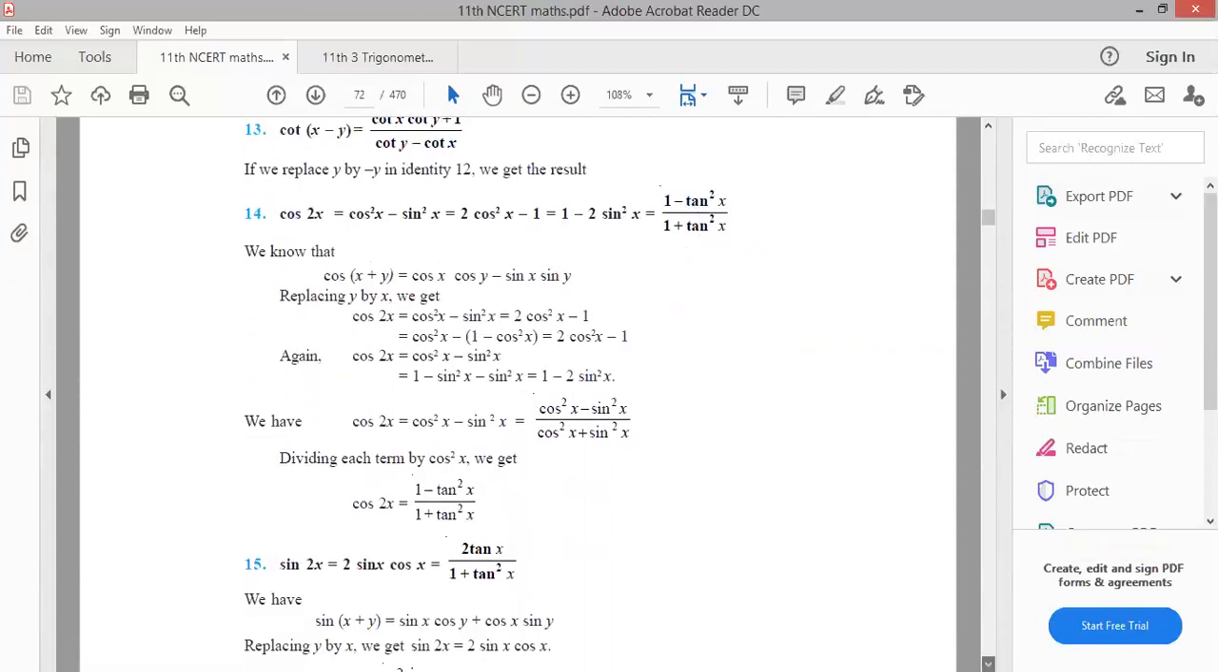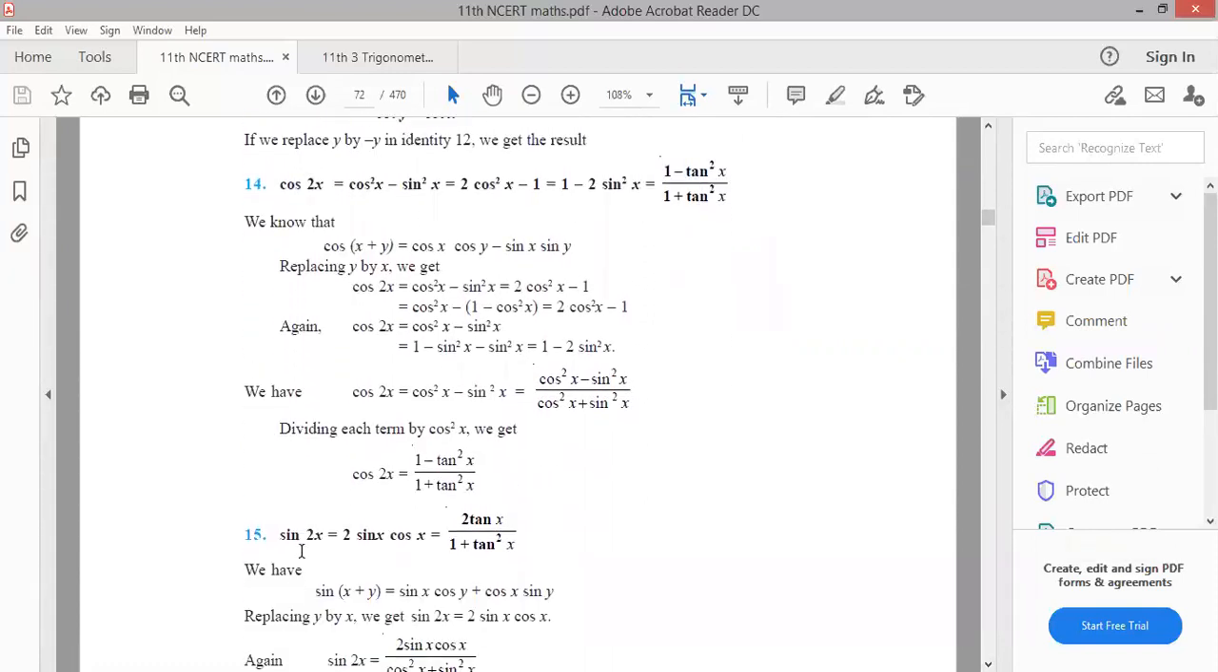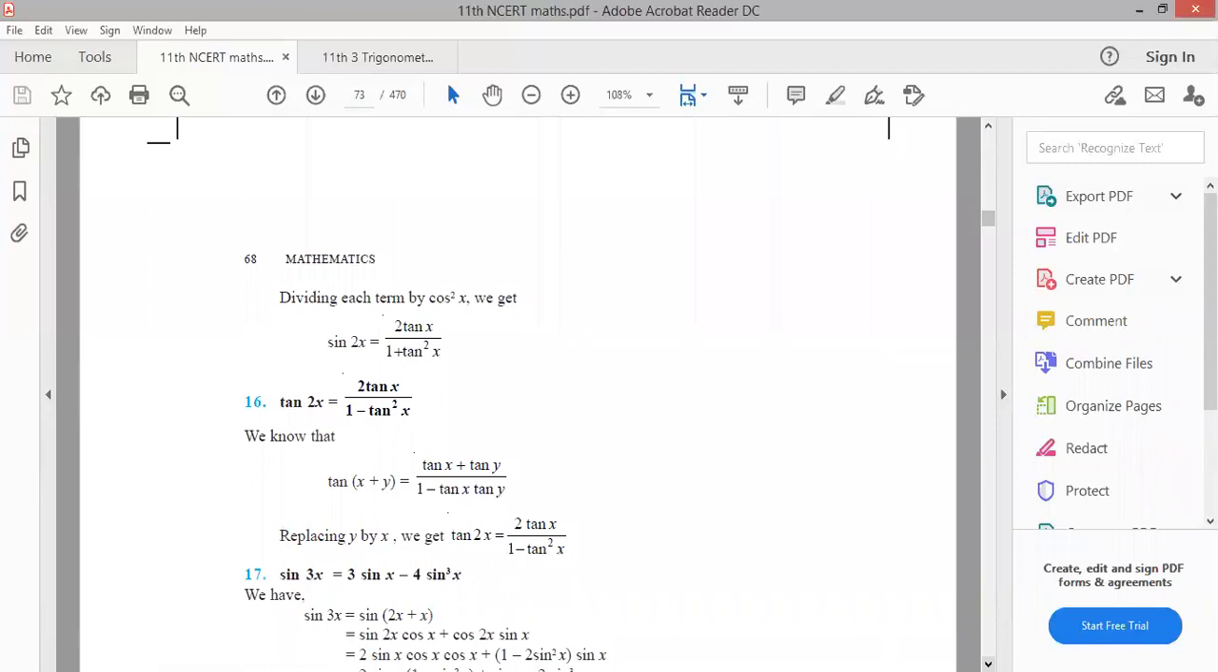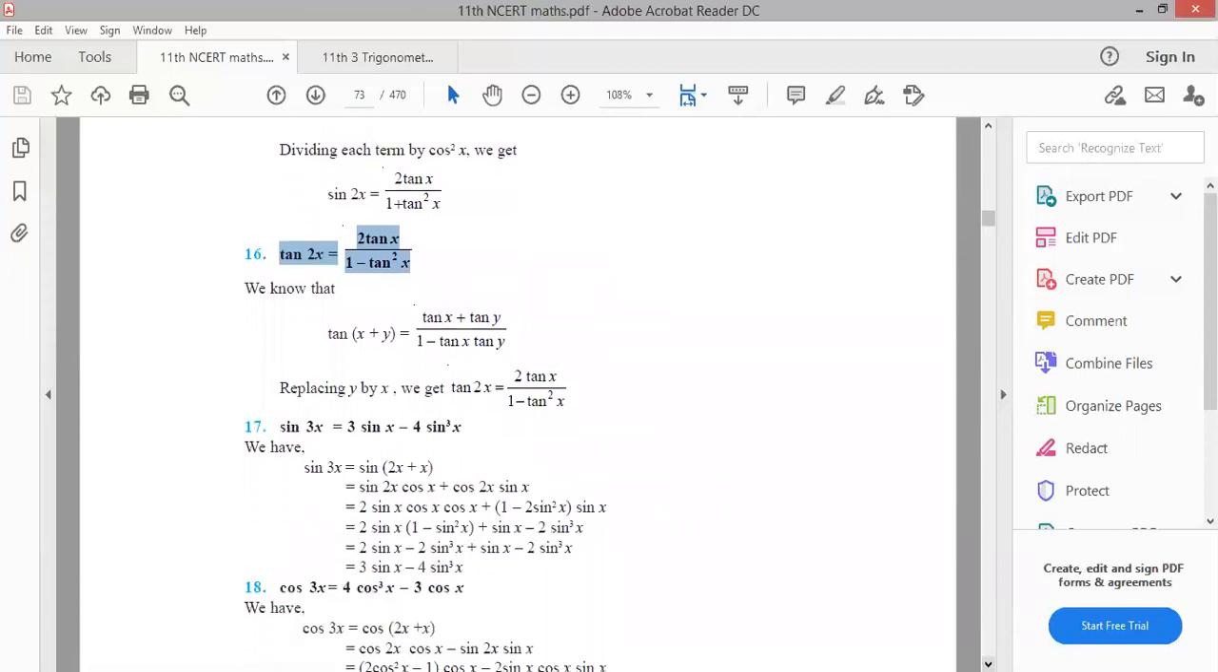So the derivation is here. Similarly, sine 2x is equal to twice sine x cos x, or twice tan x divided by 1 plus tan square x. Tan 2x is equal to twice tan x divided by 1 minus tan square x. And now after that we have the triple angle formulae.